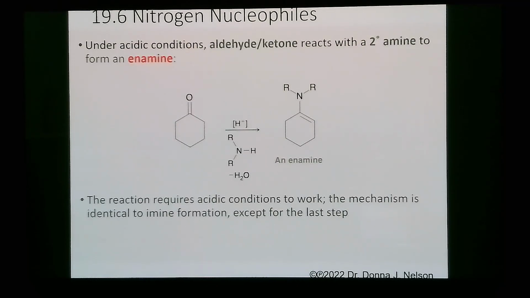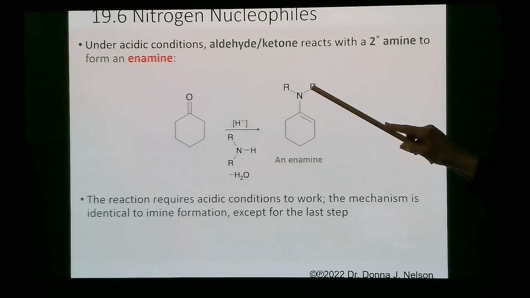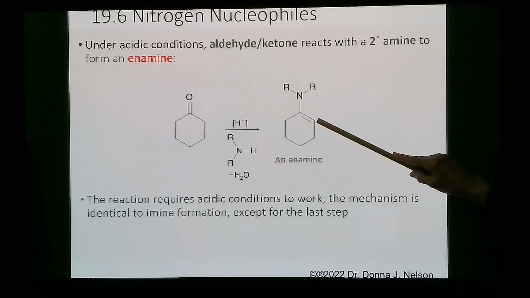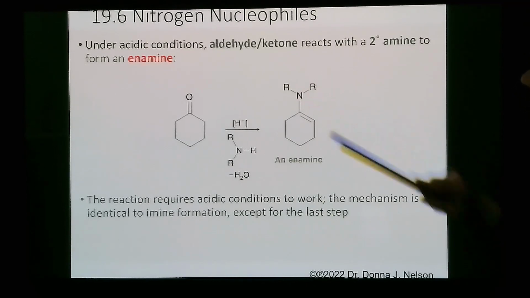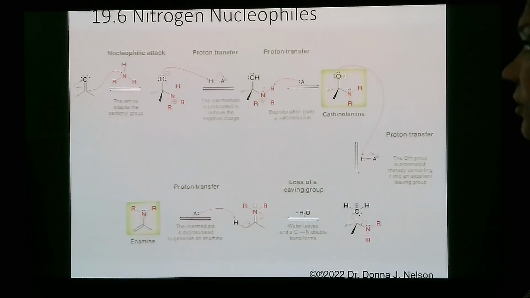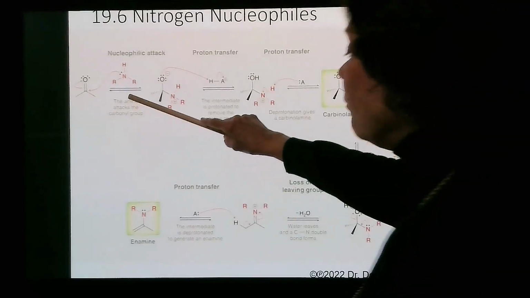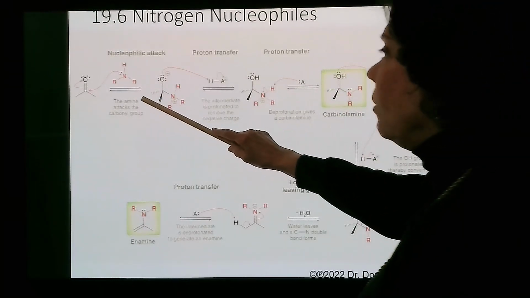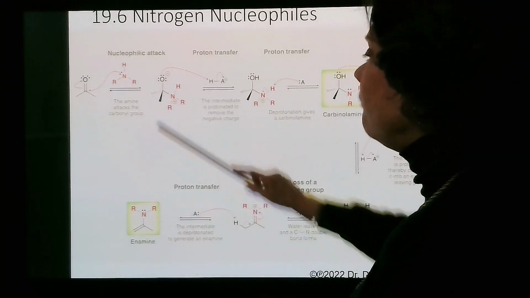Under acidic conditions, the aldehyde or ketone can react with a secondary amine, and here an enamine is formed instead of an imine. So the vast majority of the steps are the same, except the last step. So let's look at this. Once again, let's go over the steps that are identical to the steps for imine formation.